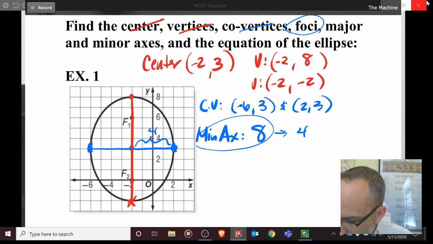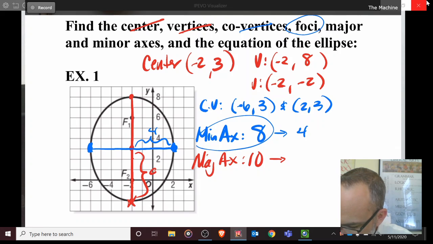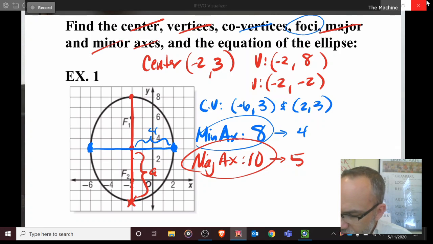Major axis. Distance from top to bottom. I'm going to count the grid lines. 1, 2, 3, 4, 5, 6, 7, 8, 9, 10. Oh, I remembered a tool that I have. Look, I've got a little laser pointer. So I'll start here and I'll go 1, 2, 3, 4, 5, 6, 7, 8, 9, 10. All right, so there you go. Now I can count and you can actually see it. The major axis is 10 units long, which half of that gives me my A. That's the distance right in here. That's 5. Okay, and I'll save that. So I've got the major and minor axes.